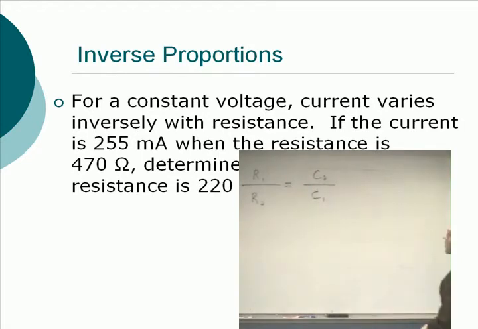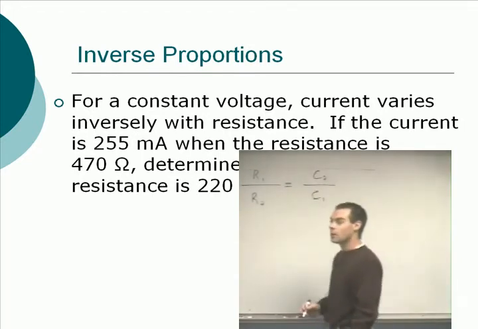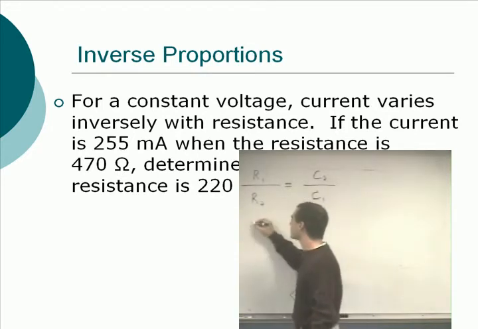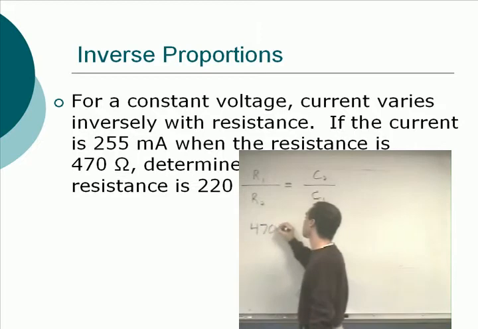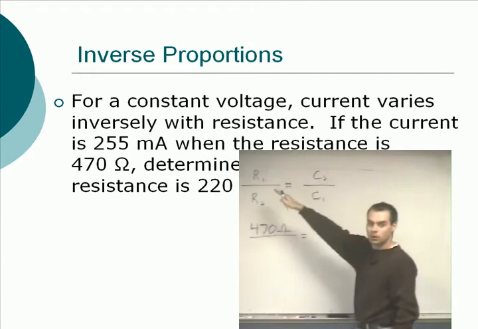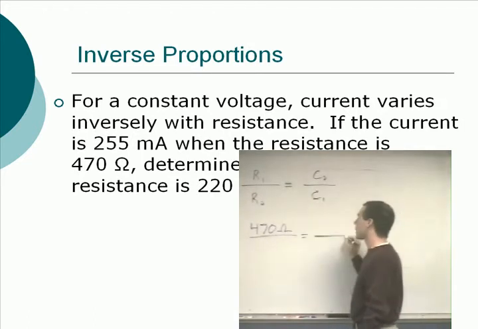So let's fill in our values. Our first resistance, we know that the current is 255 when the resistance is 470. So our first resistance is 470 ohms. That corresponds, now it's an inverse, so we don't go directly across, we go diagonally. That corresponds with a current of 255 milliamps.